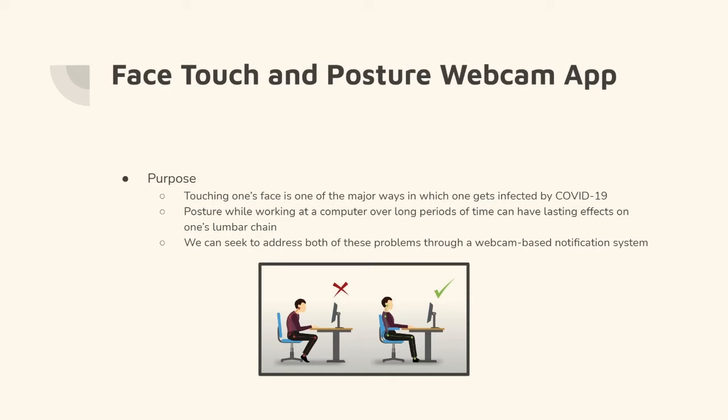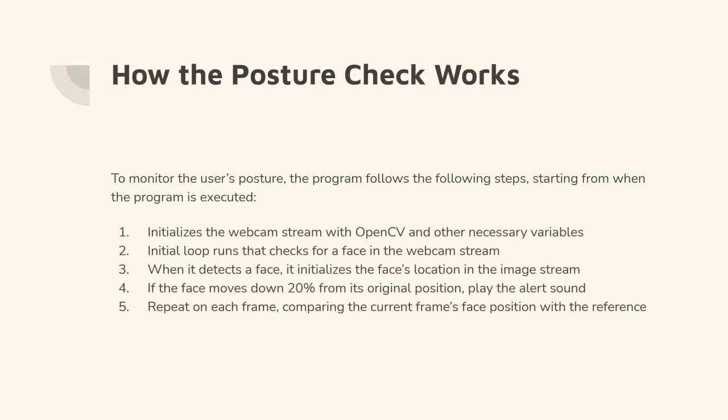Touching one's face is one of the major ways that someone gets infected by COVID-19, and it's also incredibly common for someone to touch their face throughout the workday, biting their nails, etc. as a form of nervous tic. So we seek to use reinforcement training such that whenever someone performs one of these actions, we play a distinct beep to let them know that they're slipping up. We can address both these problems using that webcam-based notification system.